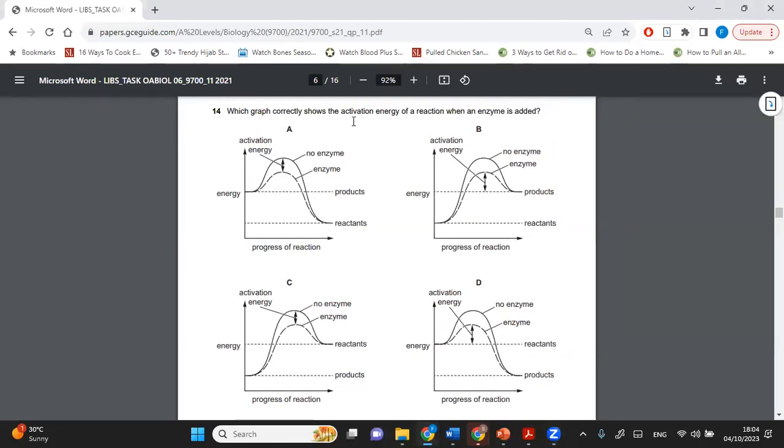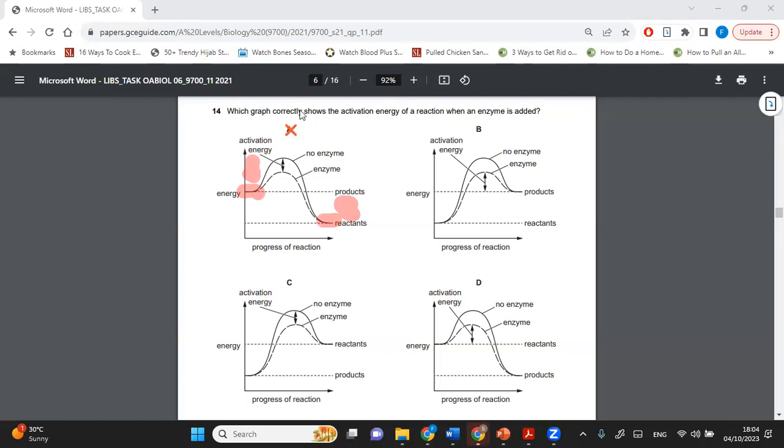The question says, which graph correctly shows the activation energy of an enzyme reaction when an enzyme is added? So we have this particular situation. In option A, they are saying this is the product and this is the reactant. Now this doesn't really make any sense. The reactant should be over here and the product should be over here. So for now, let's say we rule out option A.